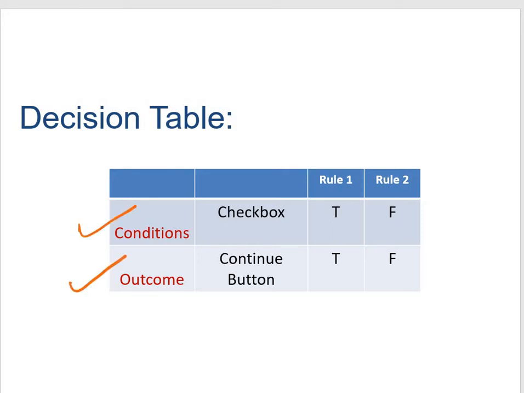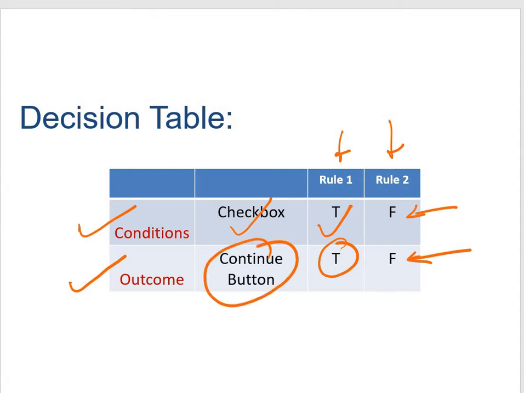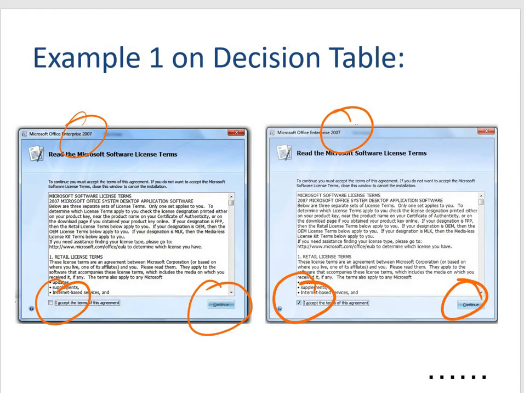On this side I have condition, on this side I have outcome, and as we saw previously, on these sides we have the rules. So first is the checkbox. When the checkbox is checked, that means it is true, my continue button becomes operational, and when it is false, my continue button is not operational, right? So that's how we are forming a decision table for this. We have certain conditions, whether it is on or off, and based on that this becomes on or off, right? So comparatively a very simple example we took.